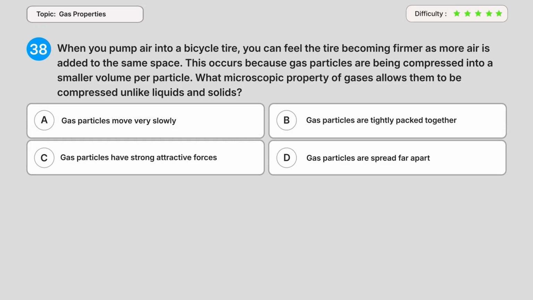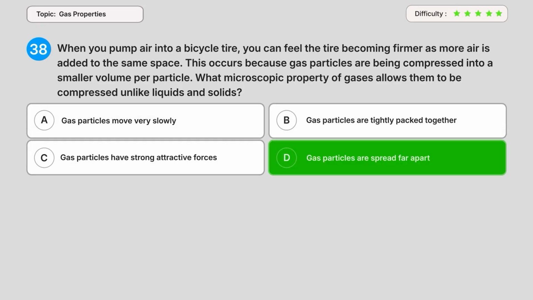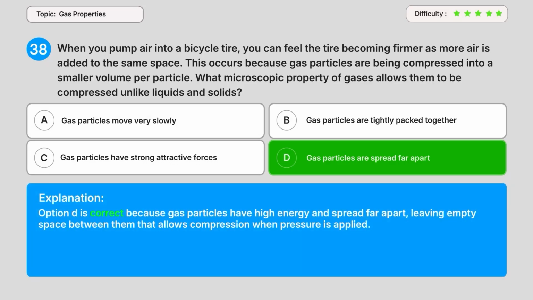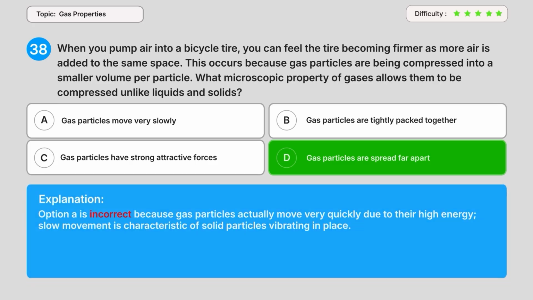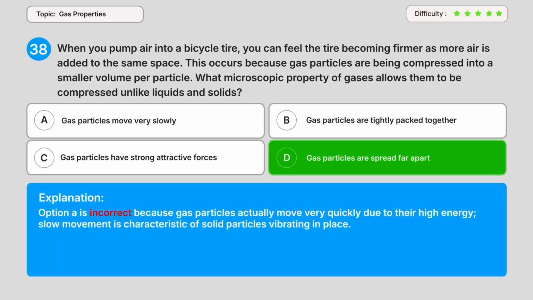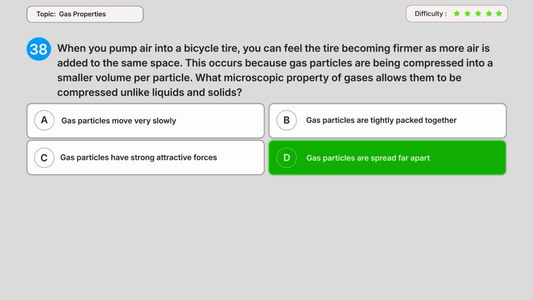Correct answer. D. Gas particles are spread far apart. Explanation. Option D is correct because gas particles have high energy and spread far apart, leaving empty space between them that allows compression when pressure is applied. Option A is incorrect because gas particles actually move very quickly due to their high energy. Slow movement is characteristic of solid particles vibrating in place.